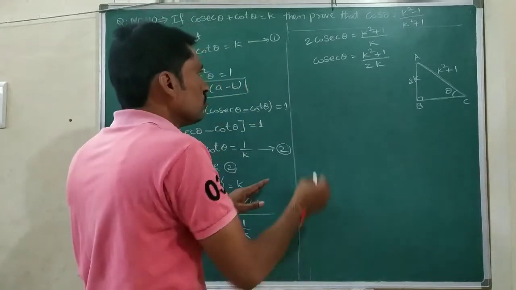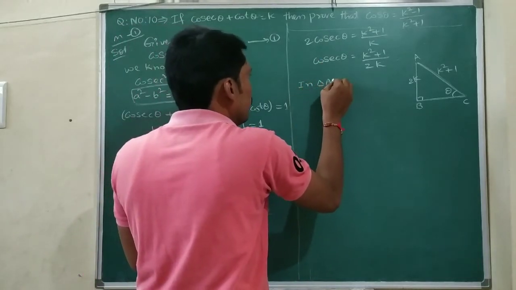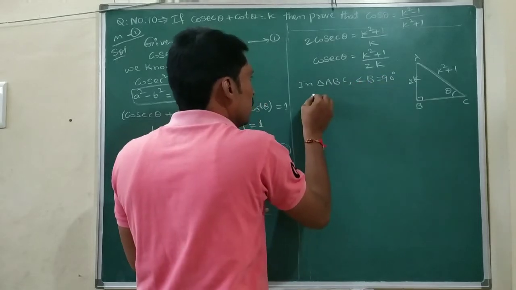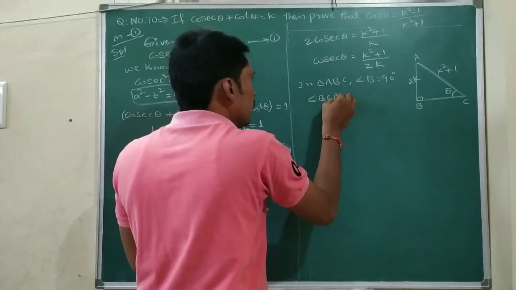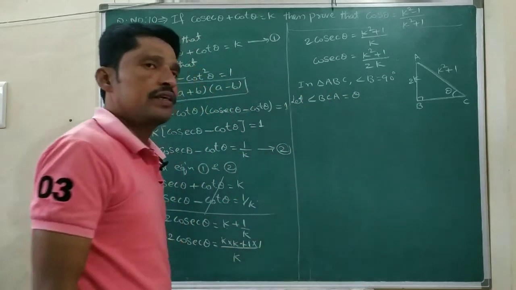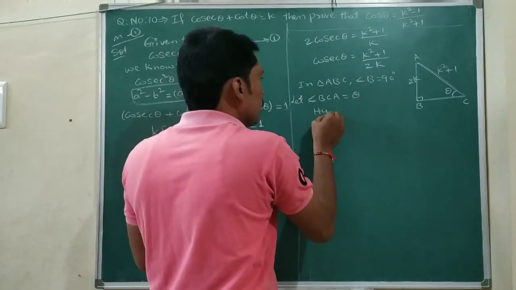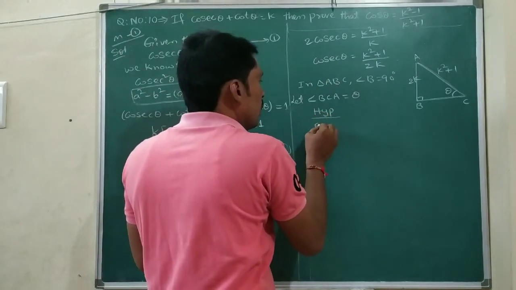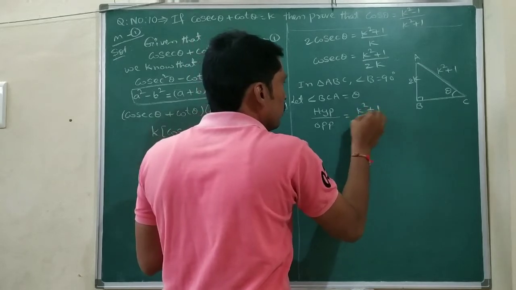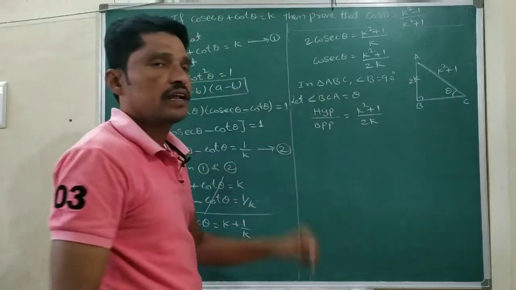So here in triangle ABC, angle B equals 90 degrees and angle BCA equals theta. You can take let angle BCA equal to theta. Now cosec theta, cosec means hypotenuse by opposite to theta, means (k square plus 1) by 2k. So opposite and adjacent. This is the right angle triangle.